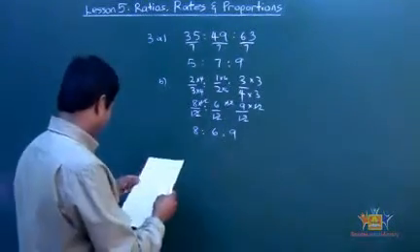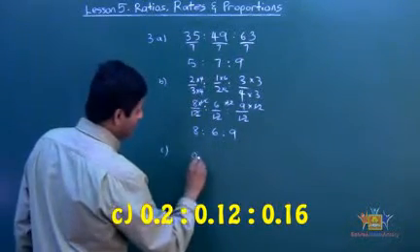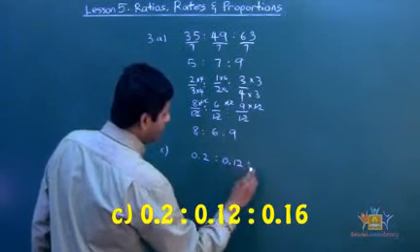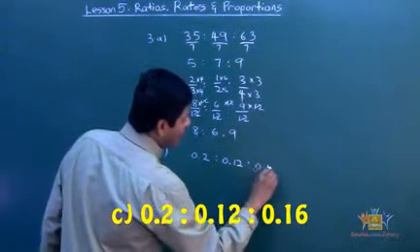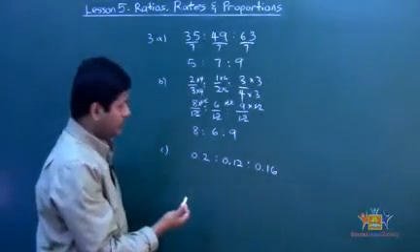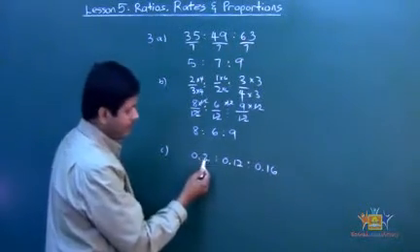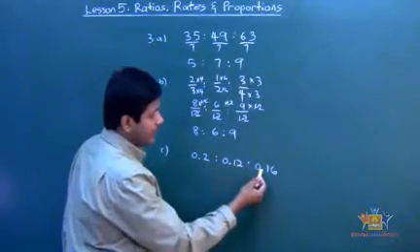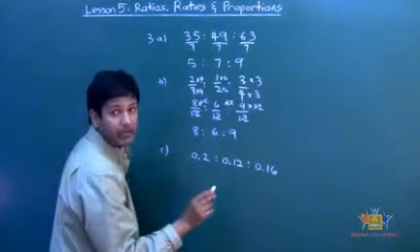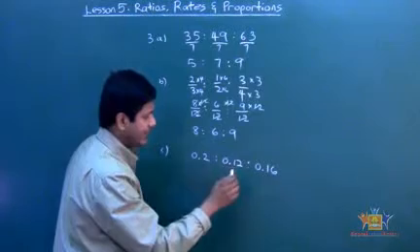Alright, good. Let's look at problem C. Now C, you're given the ratio 0.2, 0.12, 0.16. Look at that. They're in the form of decimals. Alright, what are we going to do? Well, this one only has one number behind the decimal, but this one has 2 numbers behind the decimal, and this one has 2 numbers behind the decimal. That means you want to make this whole thing a round number, but equally. You always want to take the biggest number of digits behind the decimal, which is 2 in this case.